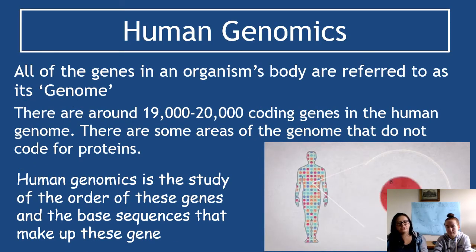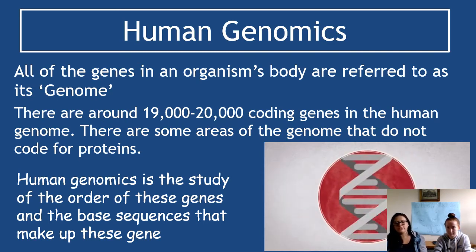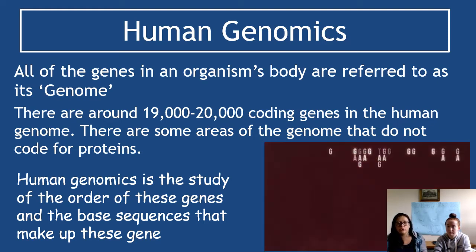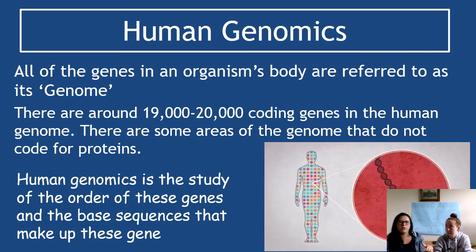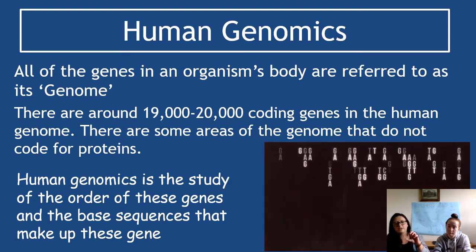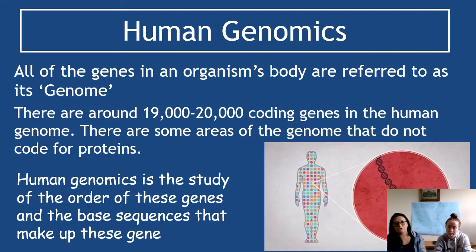Okay, so human genomics. All of the genes in an organism's body are referred to as its genome. There are around 19,000 to 20,000 coding genes in the human genome. As we looked at before, there's quite a lot of areas of the genome that don't code for proteins. They don't appear to do anything really. Human genomics is the study of the order of these genes and the base sequences that make up these genes. So that bottom sentence, that's the one. If they ask you what is human genomics, that's the answer to that particular question.